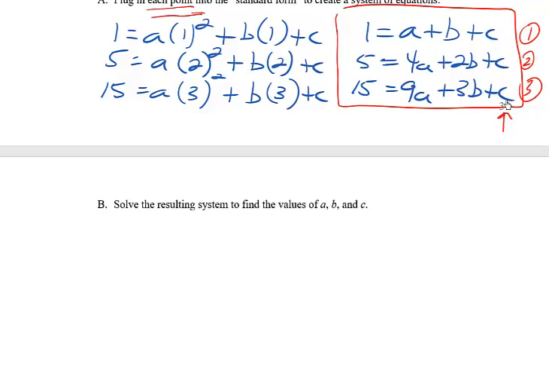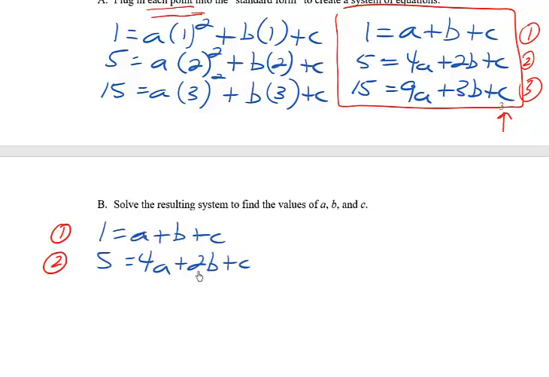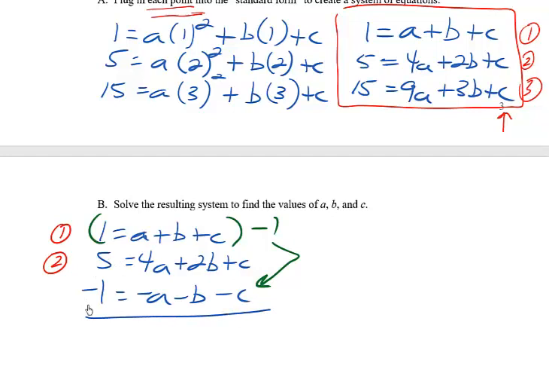So let's use, for example, equations 1 and 2 first. I can see that I'm going to have to multiply one of those equations by -1 to create a minus c. Let's do that. We would have -1 now, negative a minus b minus c. Now I can add those two equations together, and I get 4 equals 3a plus b. We've been calling that equation 4 in our examples. It's an equation that only has a and b.